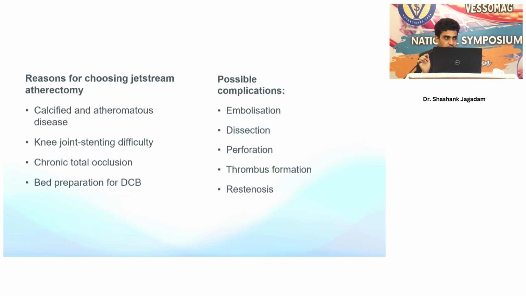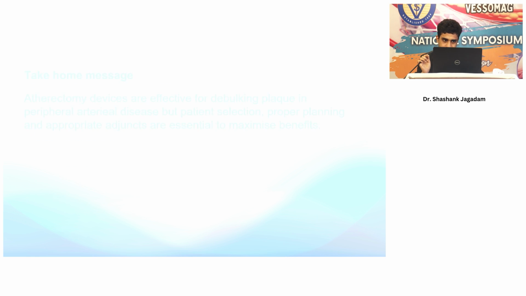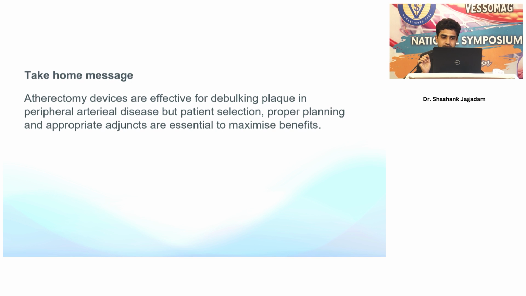The possible complications were already listed, and we have encountered embolization. Distal embolization prevention strategies include using distal filters, slow atherectomy, continuous aspiration, low profile device use, and multiple pass techniques. Take home message: atherectomy devices are effective for debulking plaque in peripheral arterial disease, but patient selection, proper planning, and appropriate adjuncts are essential to maximize benefits.